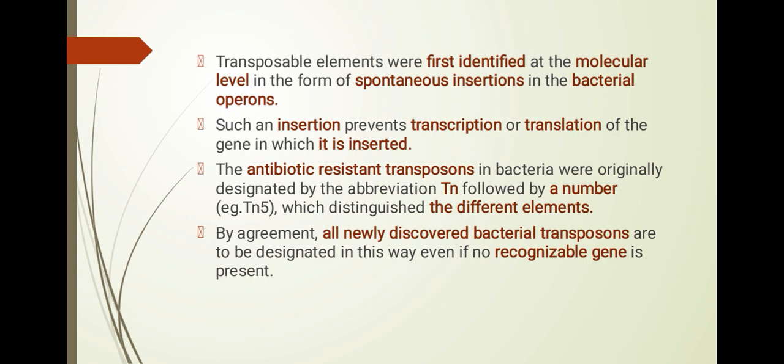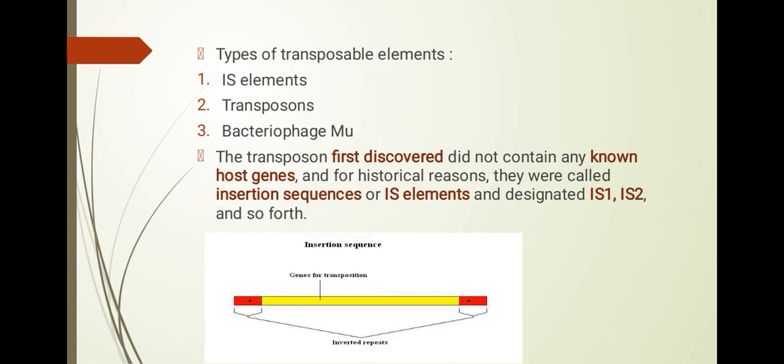The antibiotic resistant transposons in bacteria were originally designated by the abbreviation Tn followed by a number, for example 5, which distinguishes the different elements. By arrangement, all newly discovered bacterial transposons are to be designated in this way, even if no recognizable gene is present. Types of transposable elements: IS elements, transposons, bacteriophage Mu.